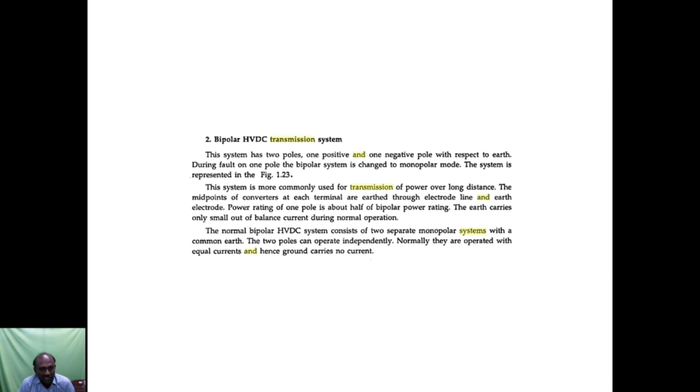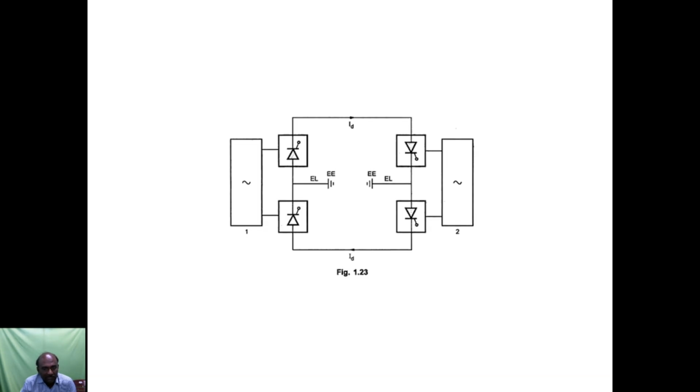The normal bipolar HVDC system consists of two separate monopolar systems with a common earth. The two poles can operate independently. Normally they are operated with equal currents, and hence the ground carries no current. Whenever they are operated at the same current level, there is no current through the earth. So that is the bipolar system. Instead of one set of converter and inverter, here we have two sets of converters and inverters in between the two AC systems.